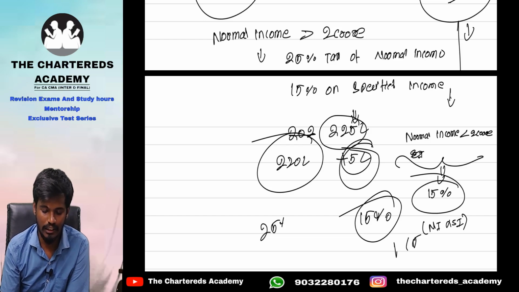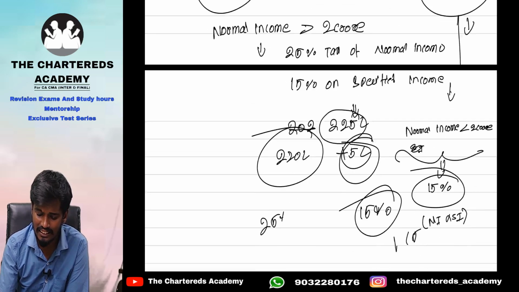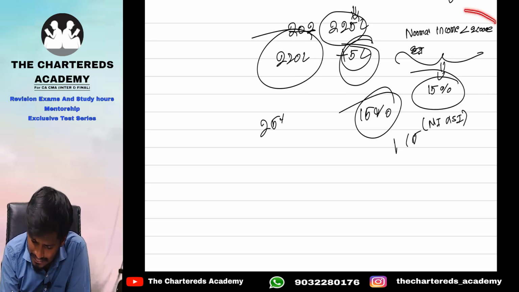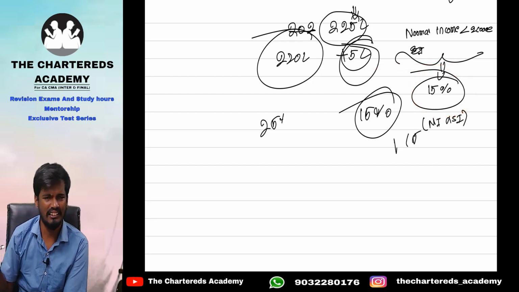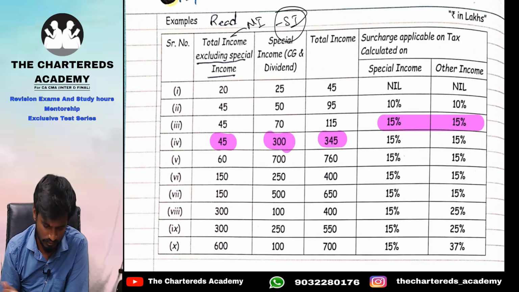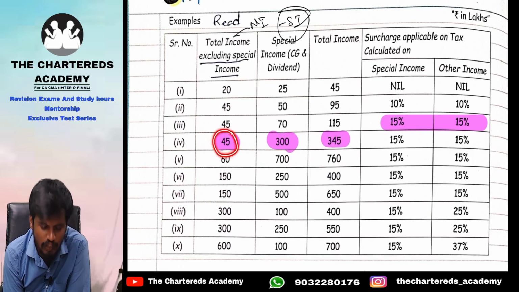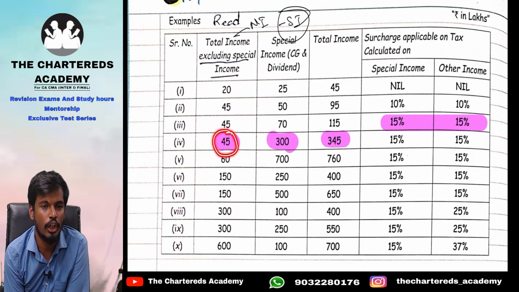Itself. And 15%, sir. Otherwise, situation 2: if the normal income is less than 2 crores itself, you charge directly 15% on entire income. Sir, in this scenario, your normal income is 45 lakhs. Your normal income itself is not exceeding the 2 crores limit.